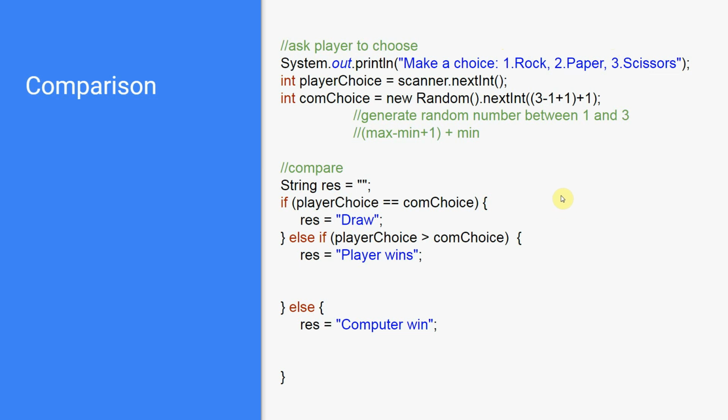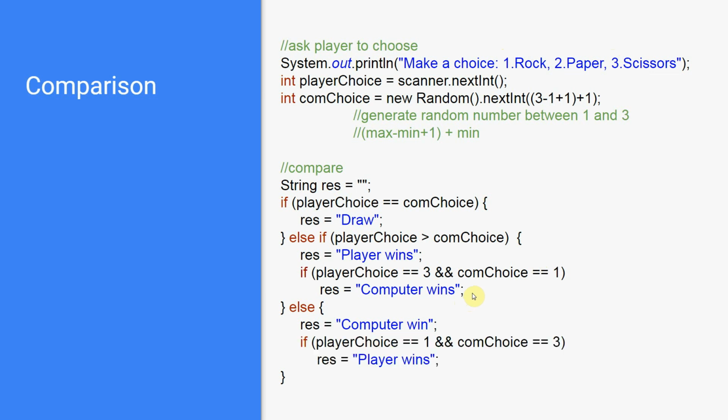So we have to exclude this case by writing this line of code. It's the same for the last branch. The only difference is we have to flip the number and the results.